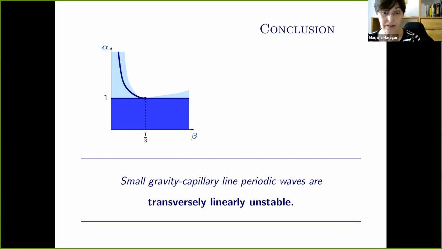So far in all these studies of transverse stability, instability of solitary but also periodic waves for gravity capillary water waves, it turns out that these waves are transversely unstable. So a question: are all these gravity capillary waves transversely unstable? And if so, is there a reason, a mechanical reason for this?